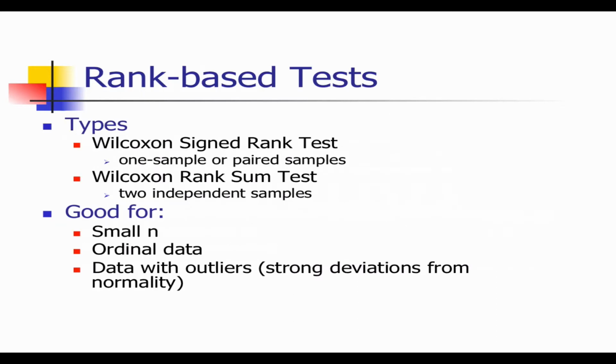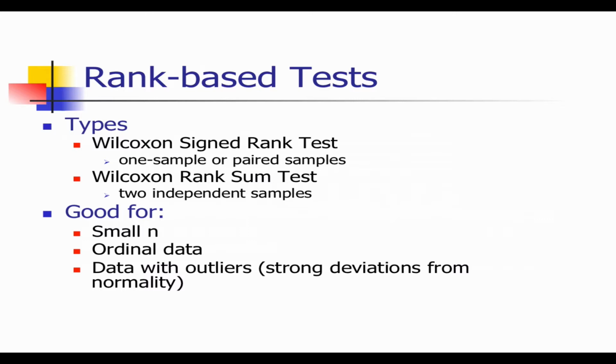Okay, so the 2 specific tests are the 2 alternative tests that we're going to talk about, in addition and parallel to the previous tests that we talked about. They are called the Wilcoxon Signed Rank Test and the Wilcoxon Rank Sum Test. And they have specific usage. The first one, the Wilcoxon Signed Rank Test, is used for one sample or paired samples.